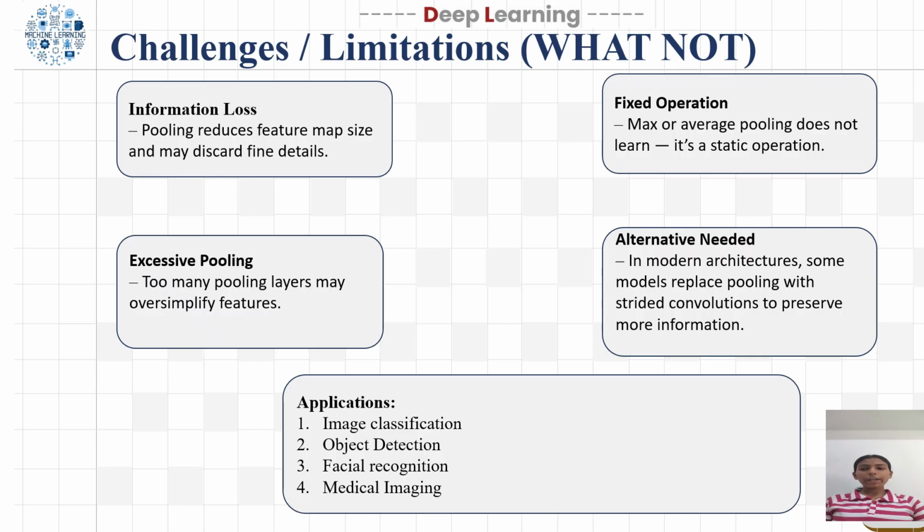Now we will see the applications of pooling layers. Pooling layers are used in many real world applications. The first one is image classification, to detect and classify objects or faces. The second one is object detection, to locate objects regardless of their size or position. The third one is facial recognition, to identify faces despite small changes in angle or lighting. And the last one is medical imaging, to highlight important feature areas and reduce noise in X-rays or MRIs.